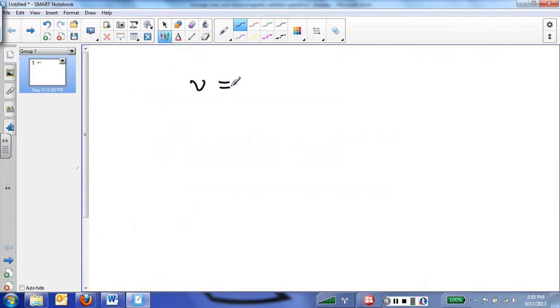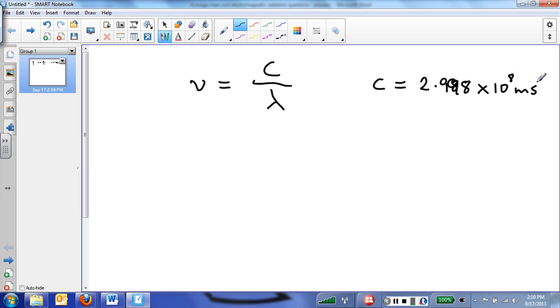nu equals c over lambda, which requires c, the speed of light, which is 2.998 times 10 to the 8 meters per second, and lambda from the question, which is 700 nanometers.